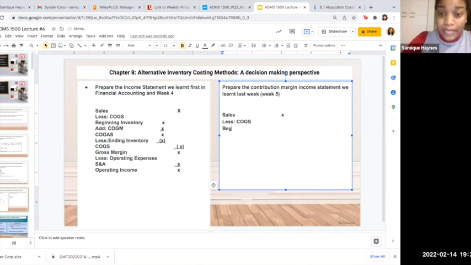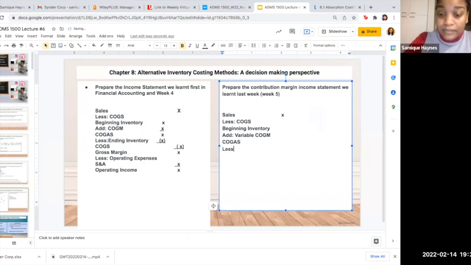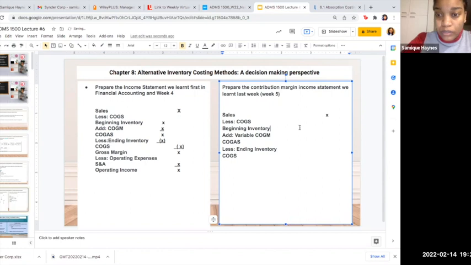Sorry, we can start with our beginning inventory, right? We add, this time, a variable cost of goods manufactured. This gives us a cost of goods available for sale, less ending inventory. This gives us our cost of goods sold. So beginning inventory, add cost of goods, oops. This gives us a cost of goods sold.